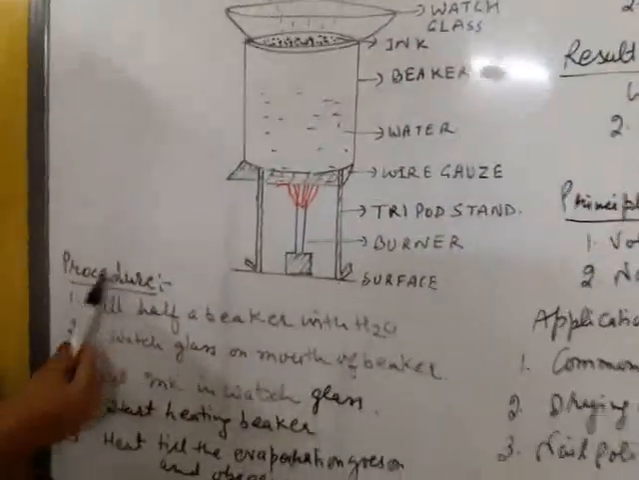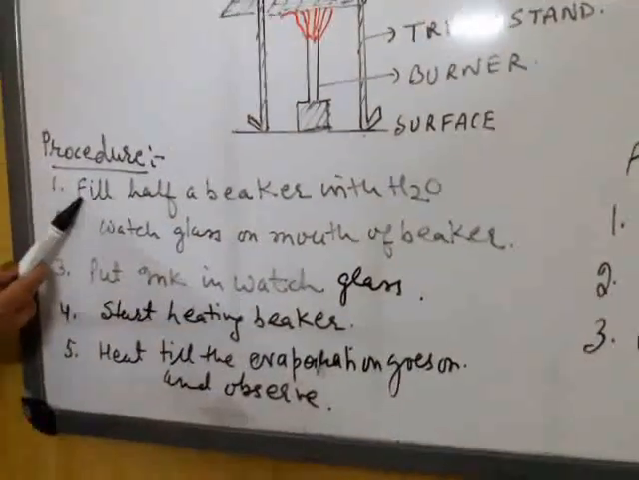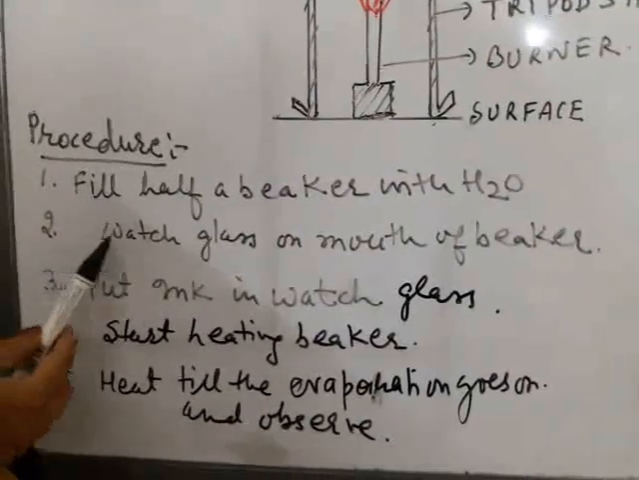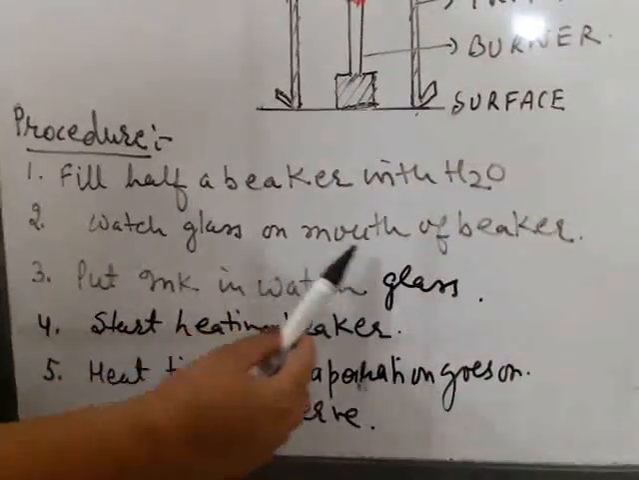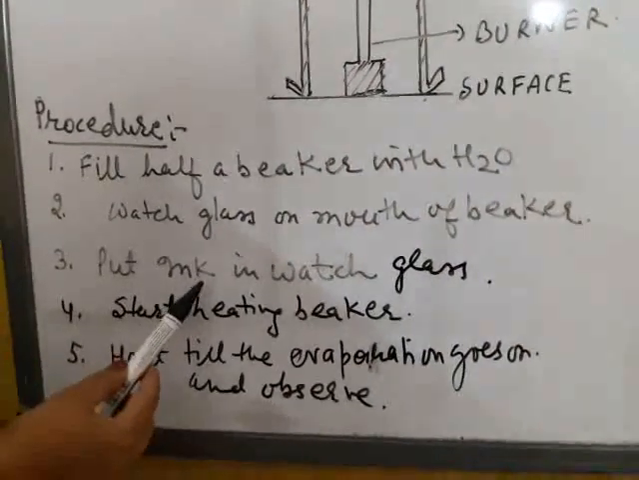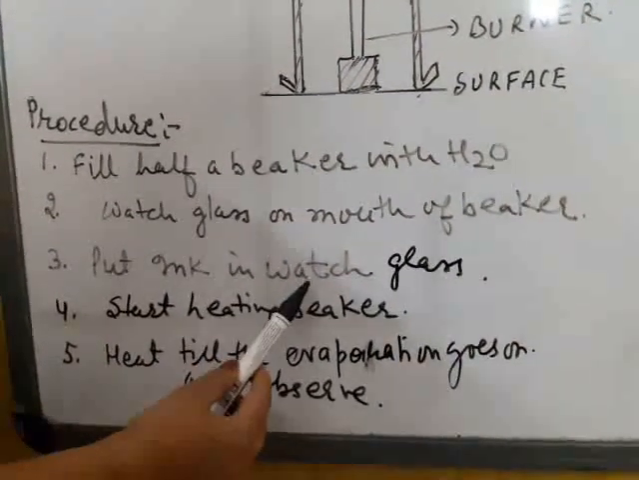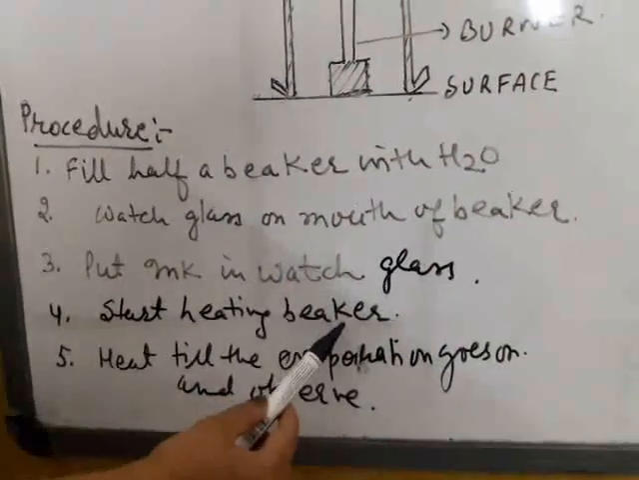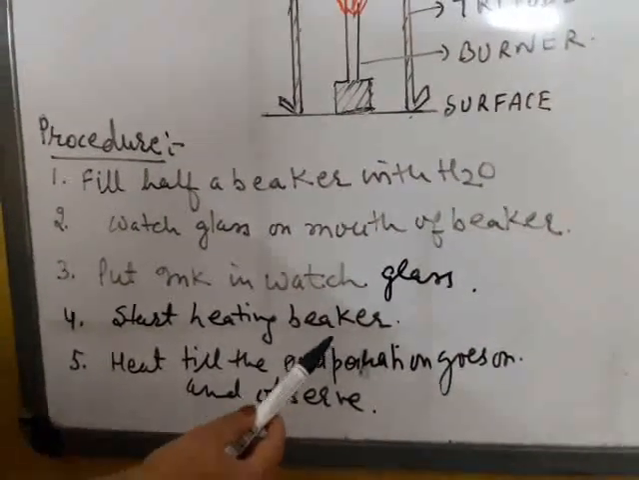What is the procedure behind it? Fill half of a beaker with water. Put the watch glass on the mouth of the beaker. Put some ink. I have put black ink in the watch glass. Start heating the beaker. Now what will happen?